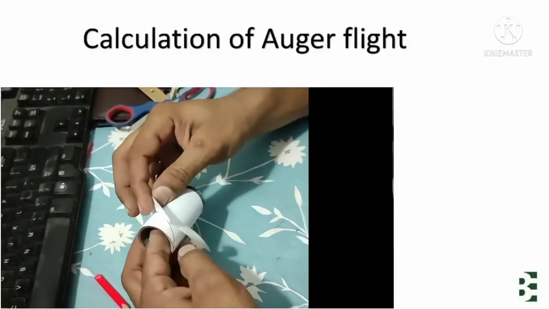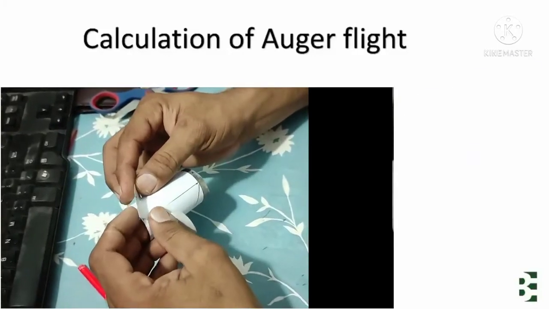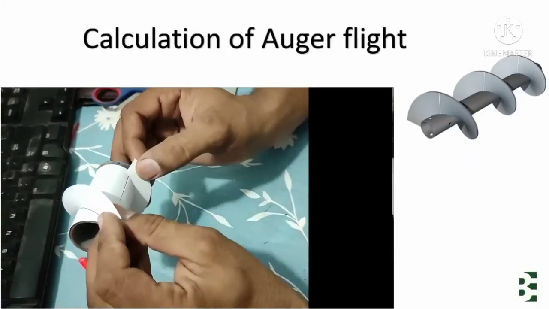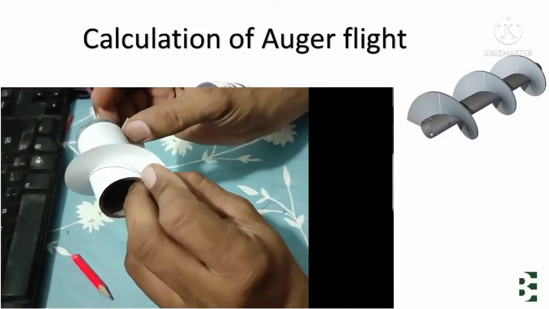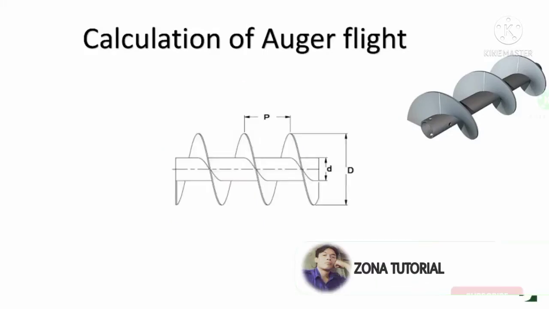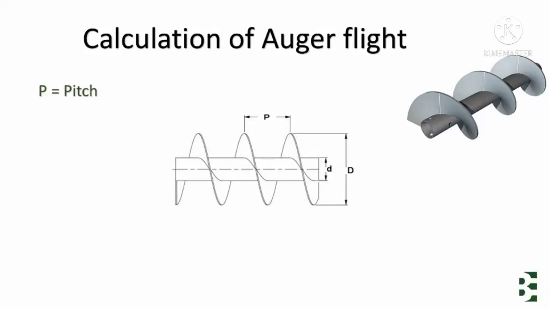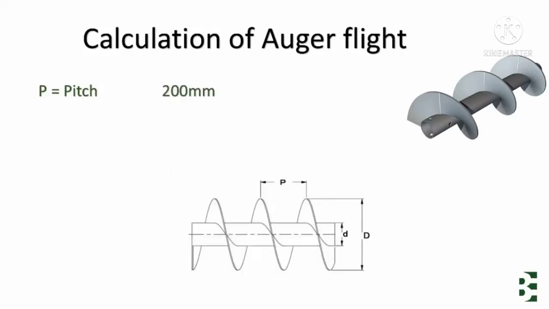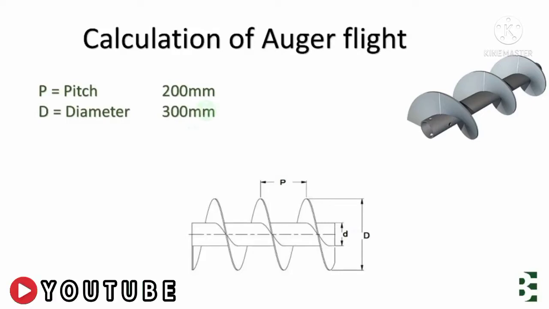Hello guys, today we will see how to calculate the overlap, and in this video downside you can see the aggregate from the paper. Now it's one page. First of all, we need some data like what is the pitch, what is the outer diameter, the bigger one, and what is the diameter, the small one. From here we can start the calculation, and I assume that my pitch is 200 mm and the outer diameter is 300 mm and the small diameter is 100 mm.